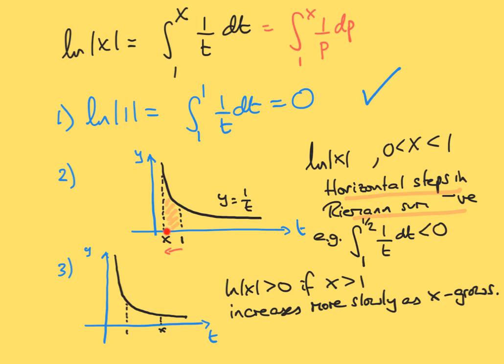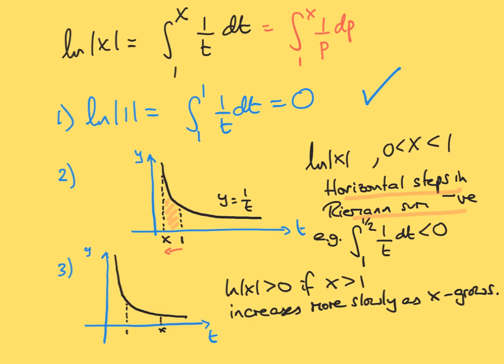You can also understand that as x approaches 0, this is getting rapidly much larger because this is diverging. And that explains the logarithm of x approaching minus infinity as x approaches 0 from above.